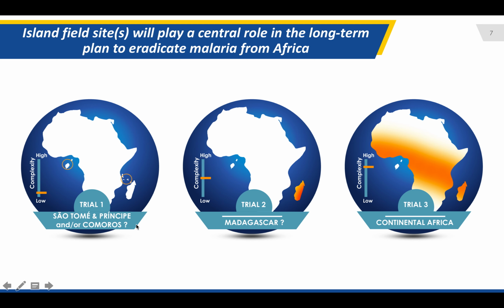The second step will be to do field trials in more complex or medium complex localities like bigger islands, to finally be able to extrapolate all that information and knowledge and get to the point that we can go and do a continental release or trial.